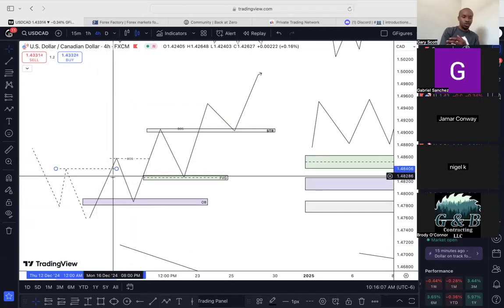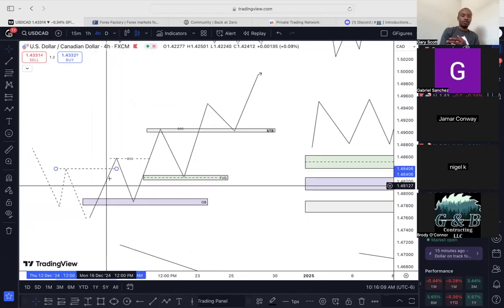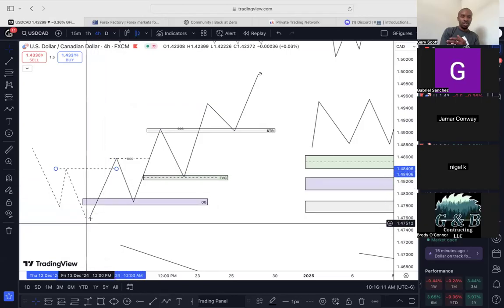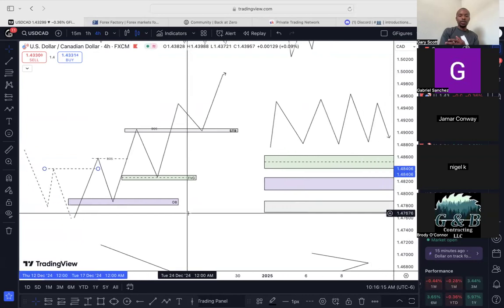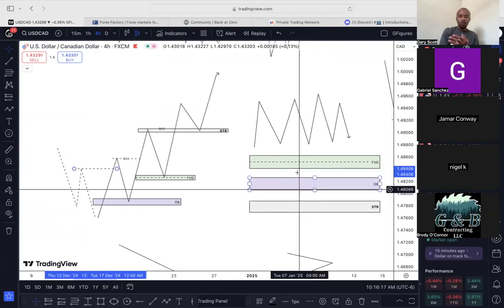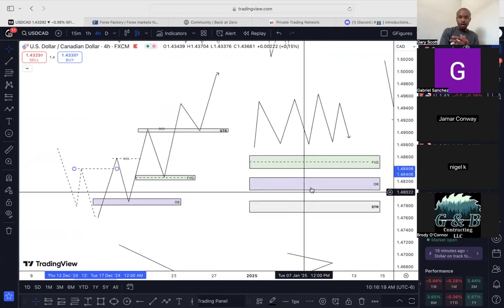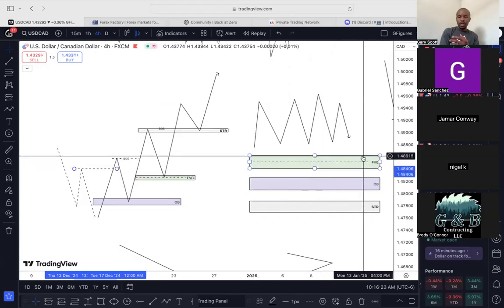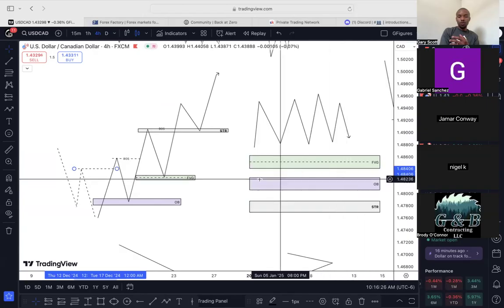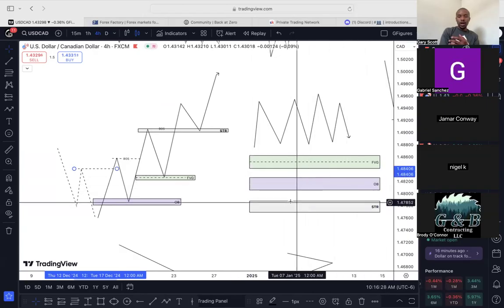You want to find an area of value within this push that broke structure, for price to retest to. Those areas of value are these three areas right here. You have a fair value gap, and I may explain that when we look at the real charts. Then we have the order block, and then you also have a structure level.